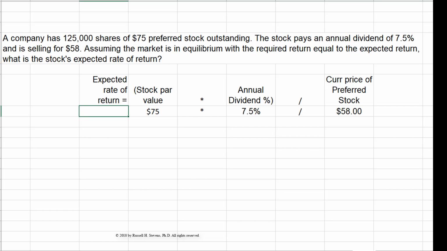To calculate the expected rate of return, highlight the workbook cell under expected rate of return, type in an equals sign and an open parenthesis. Highlight the $75, type in an asterisk, highlight the 7.5% and a close parenthesis. Type in a slash denoting division, highlight the $58 and press enter. If purchasing this preferred stock at $58, the purchaser can expect a rate of return of 9.7%.